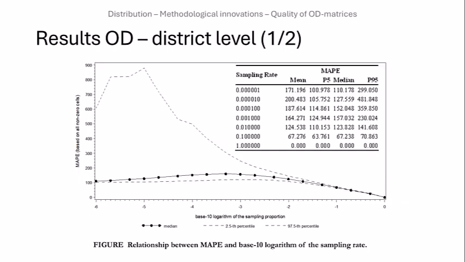Now we move up a level of aggregation. The district level, with 43 zones. The errors here are smaller compared to municipalities, but still substantial at low sampling rates. The general pattern remains the same. Accuracy improves only with much larger samples.